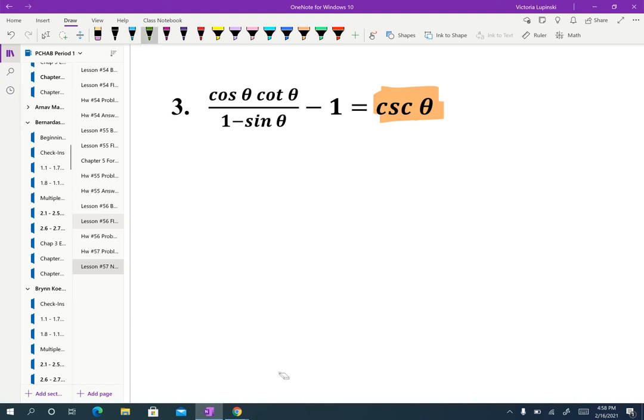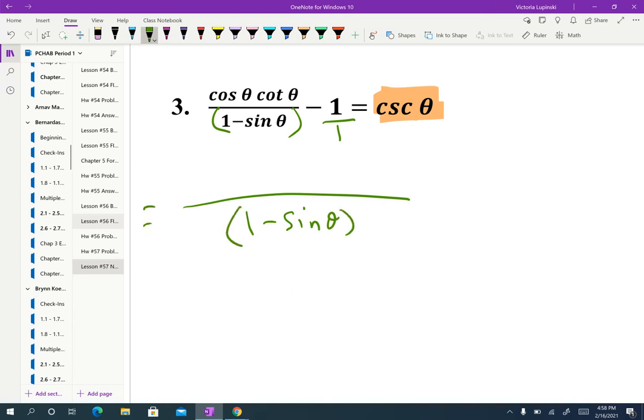So there's a couple different maneuvers that you could do to get started here. I'm actually going to start by finding a common denominator. So remember that this 1 minus cosine, those have to stay together. So adding parentheses might be helpful. Then I'm going to go ahead and remind myself that this is 1 over 1. So the common denominator that I want here is 1 minus sine. When I take this first expression and if I leave it as 1 minus sine, then this is still going to be cosine theta times cotangent theta.